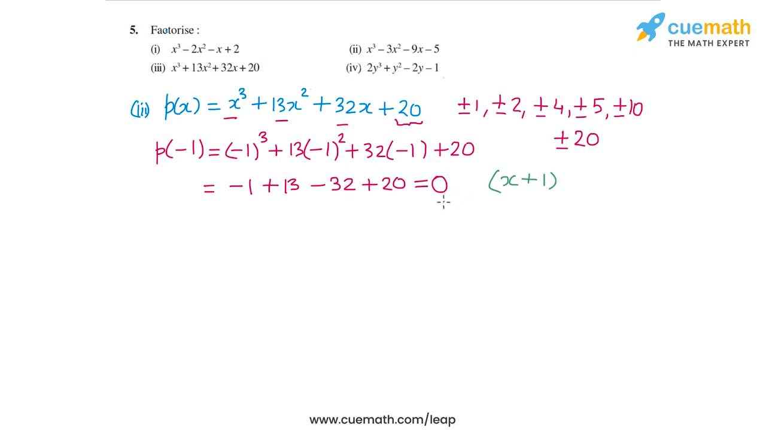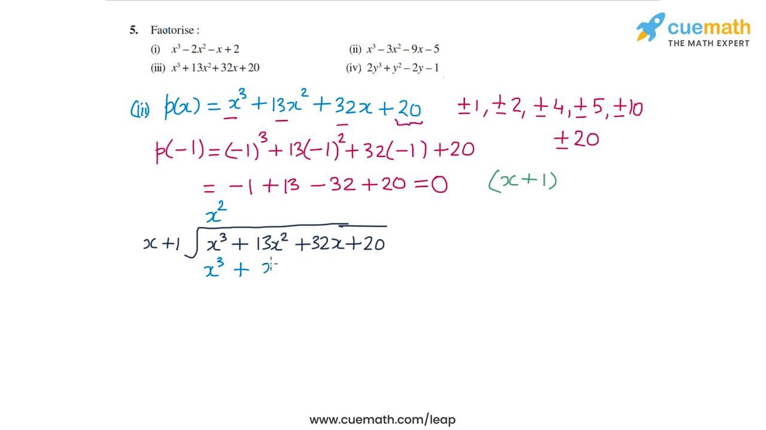Now what I can do is I can divide p(x) by x plus 1 and figure out the remaining quadratic part, which can then be factorized easily. So let's do that now. So my divisor is x plus 1 and my dividend is x cube plus 13x square plus 32x plus 20. So let's do the long division process. So I have x square, which leads to the terms x cube plus x square.